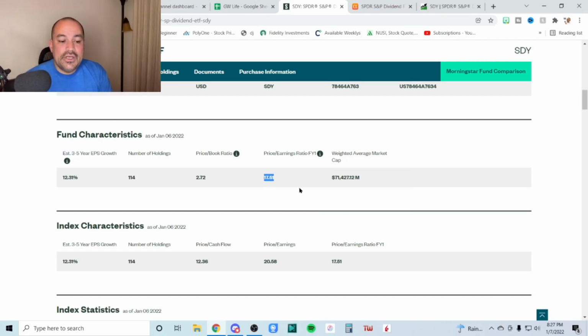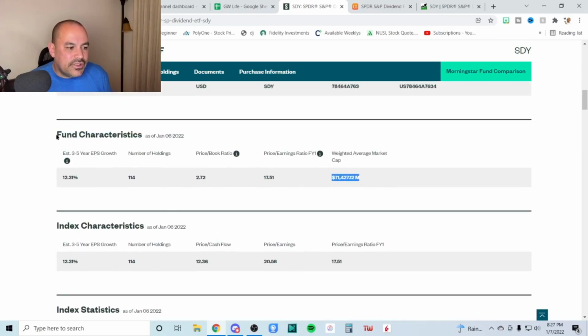So pretty much somewhat of a value fund, considering the S&P is trading at about 24 at the moment. The average market cap, $71 billion. Is that 71 billion? Yeah.